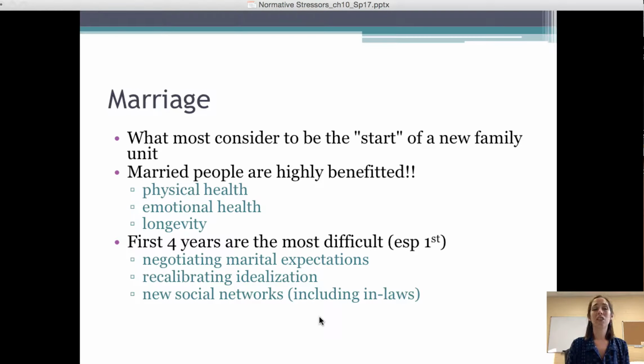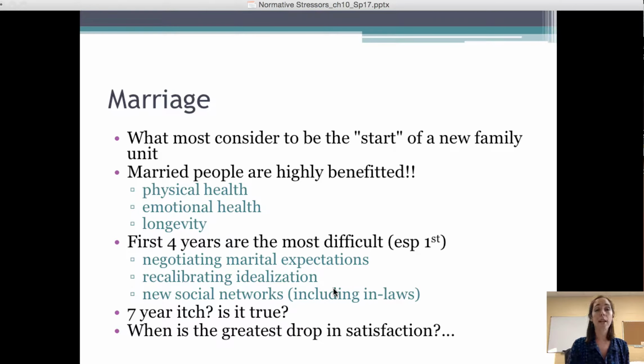Ugh. The dirty underwear's on the floor. Ugh. This was not in my idealized views of marriage. New social networks, including in-laws, just make it tricky, and change is always hard. 7-year itch is true. Yep. Greater propensity for cheating and for low satisfaction in the marriage, but it's not true in the sense that everyone has it. It's just a trend in the data.